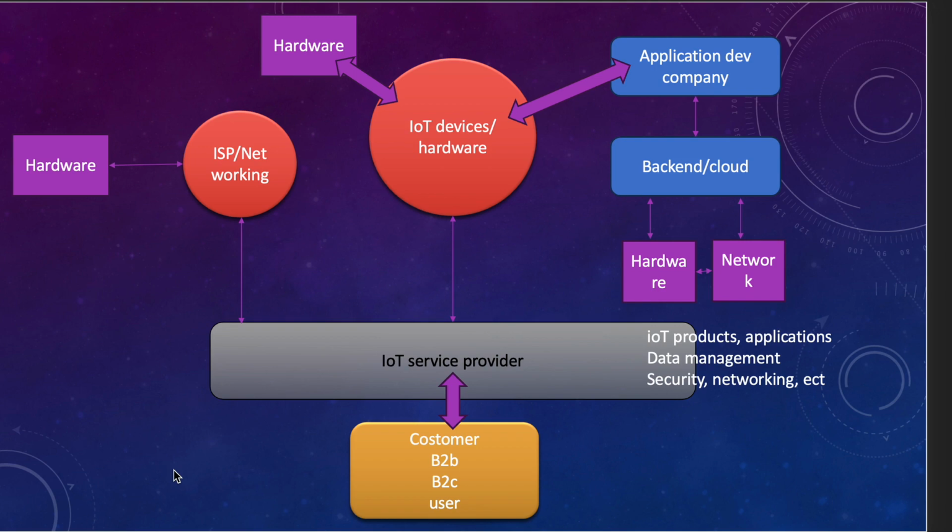Then we talked about how a simple IoT system is being implemented. We took an example. I think the example was an apparel manufacturing company. So their main goal is to manufacture clothes, right? But if they are looking for an IoT solution, they will contact an IoT service provider, right? The IoT service provider is the one who provides the IoT system from planning to implementation, right? They take care of the IoT products, applications, data management, security, network, so on and so forth, right?